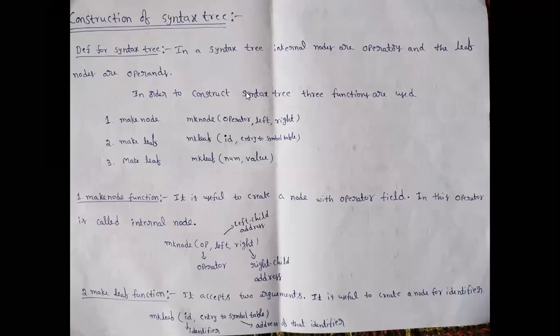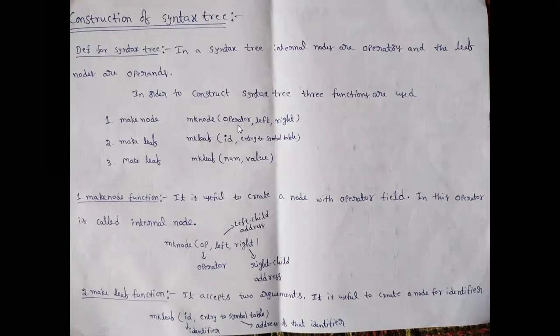In order to construct a syntax tree, three functions are used. What are the three functions we are using? First one, make node. Second one, make leaf, and the third one also a make leaf function. These three functions we use to construct the syntax tree. So what is make node? Make node has three arguments. What are the three arguments?